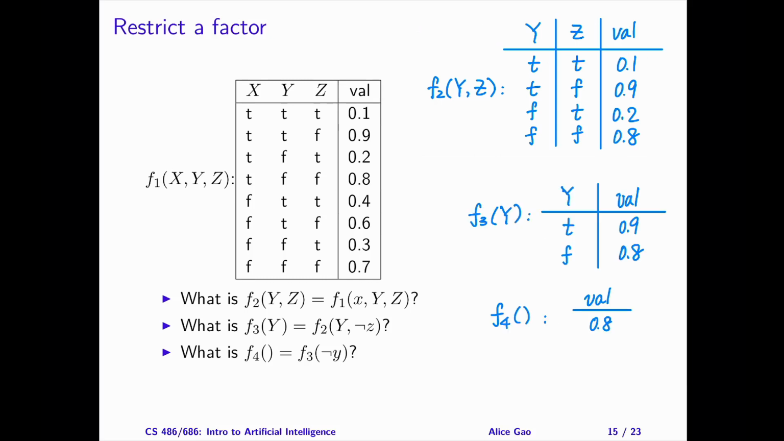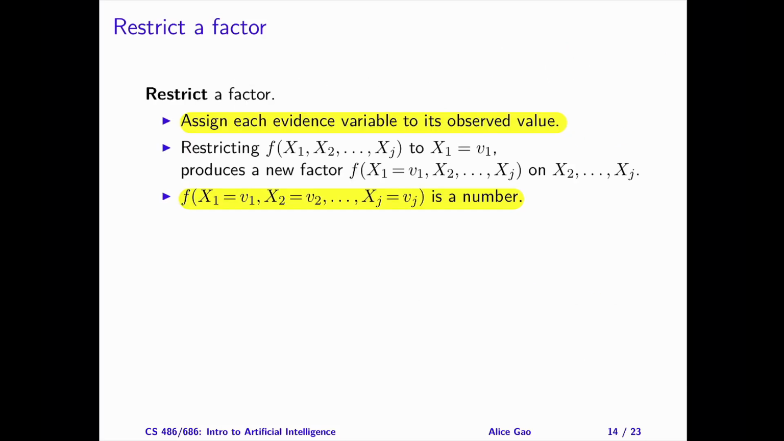Here are the correct answers. Note that f4 contains a single number since it has no variables left. That's everything on the restrict operation.